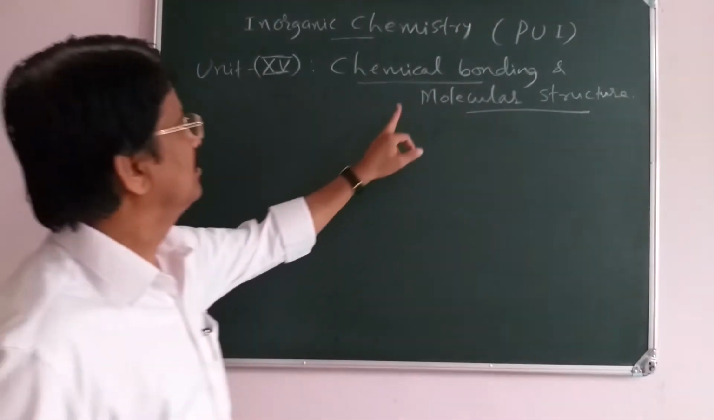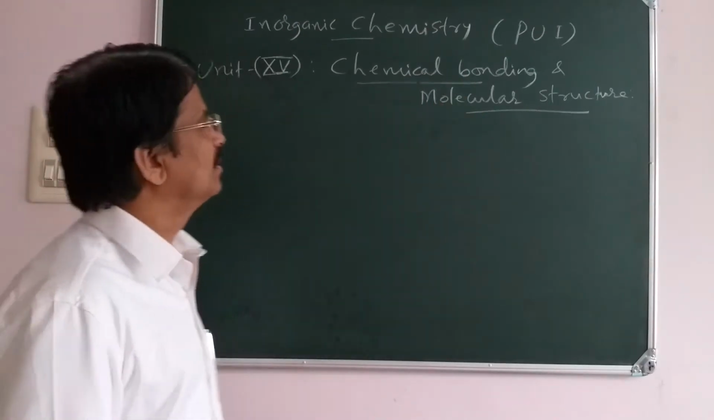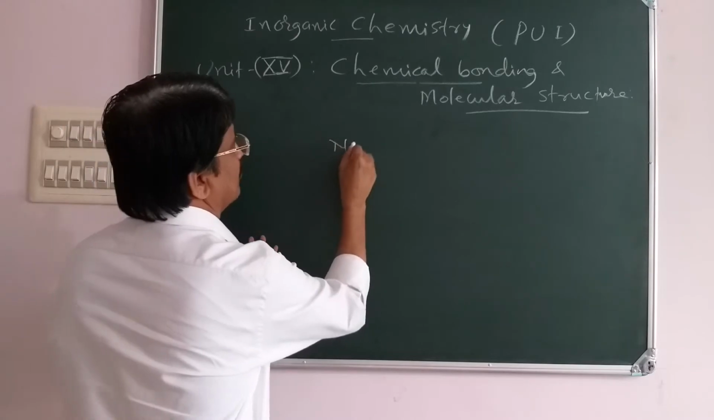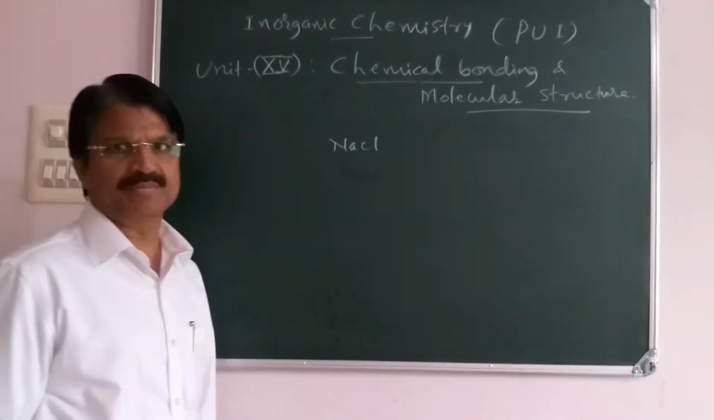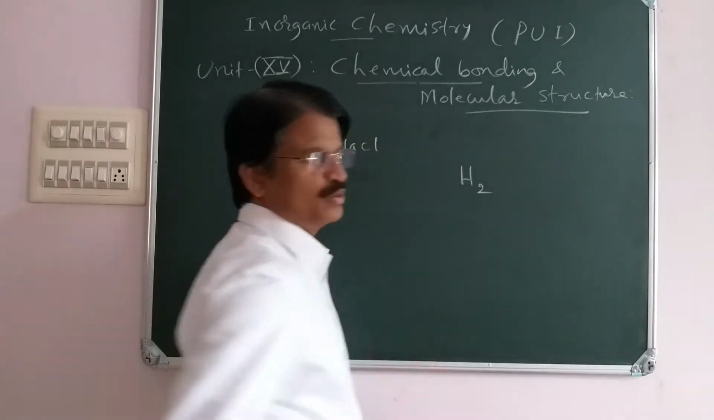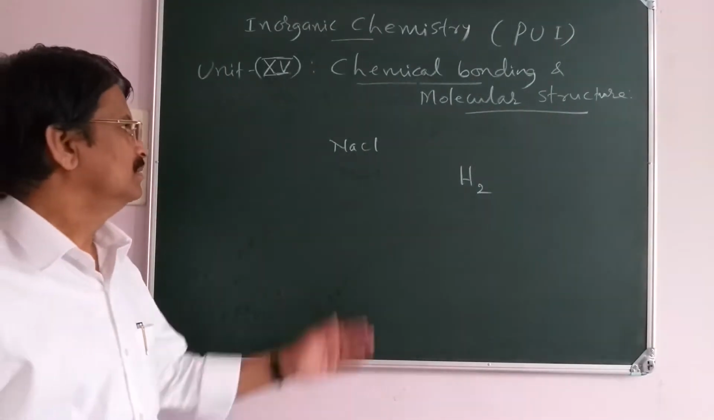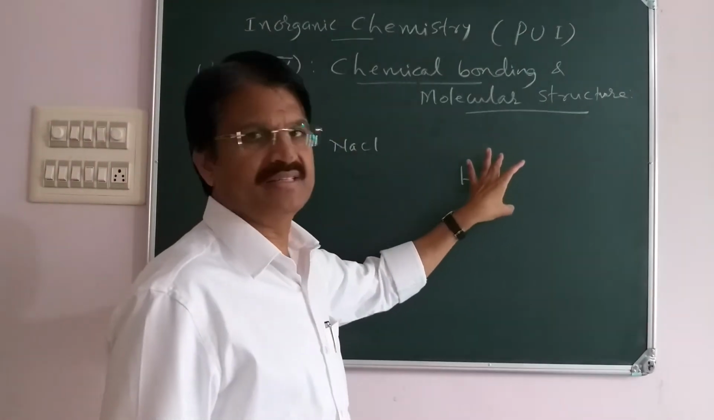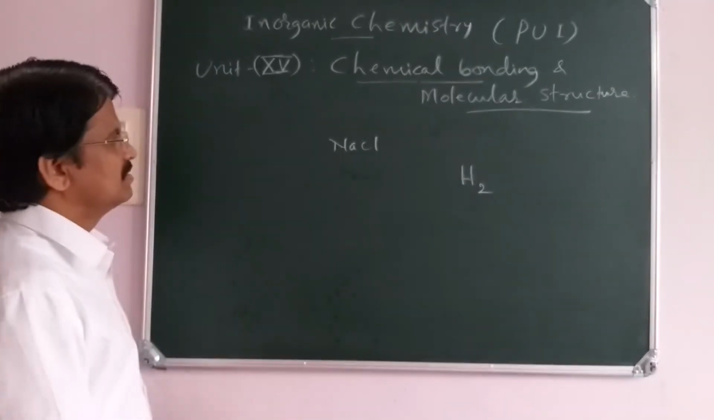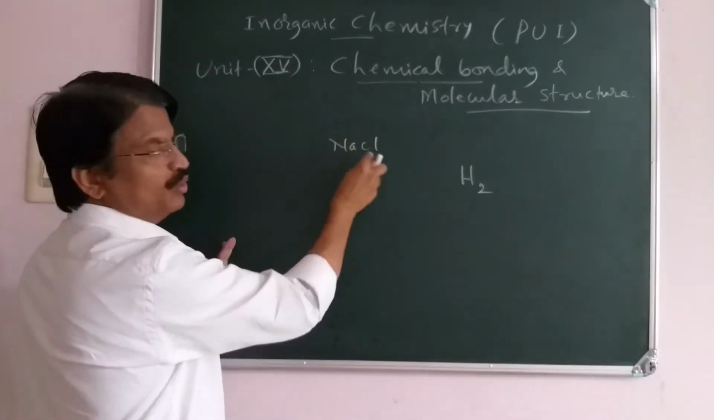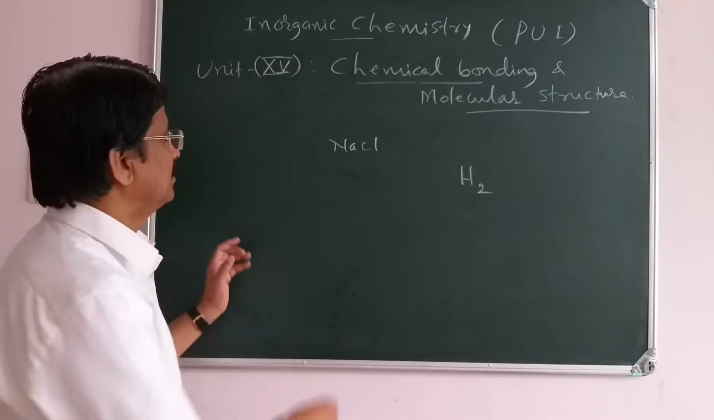See what is meant by a chemical bond. So consider a compound sodium chloride and a hydrogen molecule. NaCl is an ionic compound. Hydrogen is a covalent molecule. See how there is a formation of a bond between the sodium and chlorine.